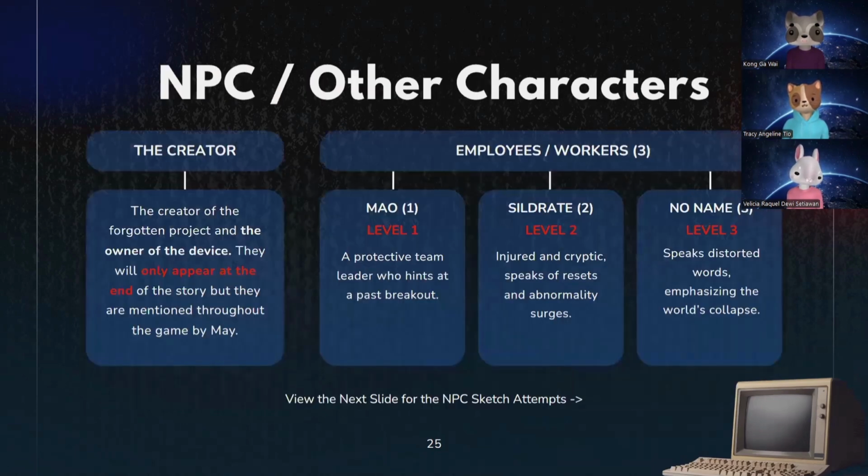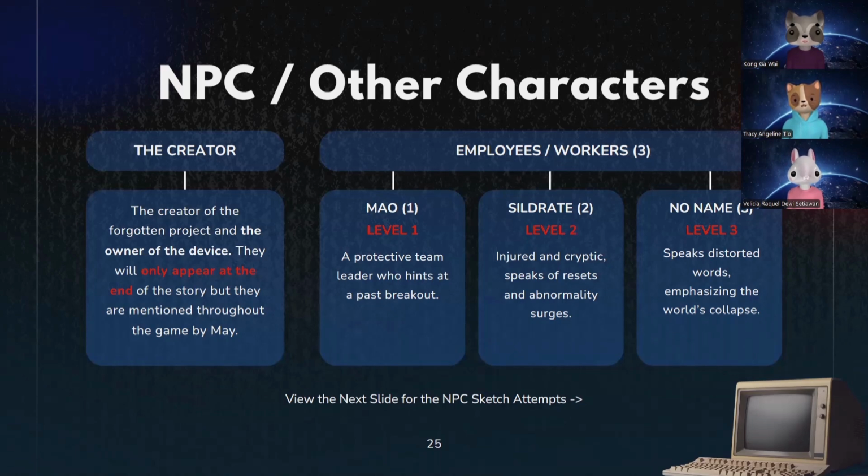So for the NPC, first is the creator of the forgotten game, and the owner of the device. They will only appear at the end of the story, but they are mentioned throughout the game by May. So the next NPC are the employees. There will be 3 interactable NPCs. First, at level 1, you'll see Mao. She is a protective team leader who hints at a past breakout of the abnormalities.